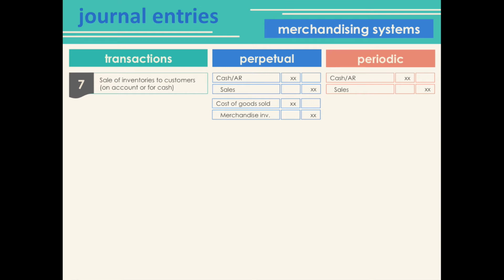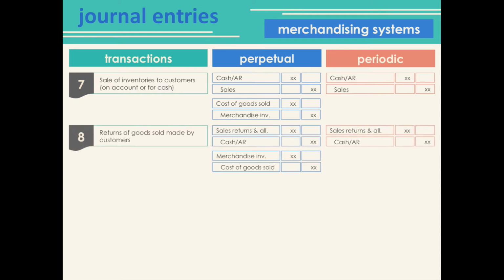The only difference is under the perpetual system, we are required to update the balance of inventory, so we make another entry. Since the inventory was already sold, we credit merchandise inventory, and then we debit COGS, or cost of goods sold, to recognize the cost or expense related to the sale. Take note that sales is recorded at the selling price, while COGS and merchandise inventory are recorded at cost.